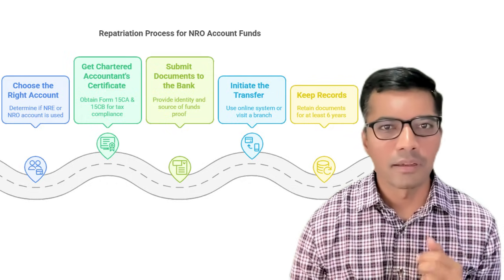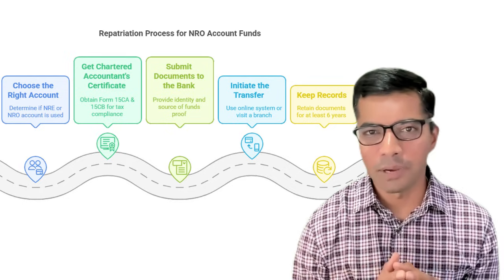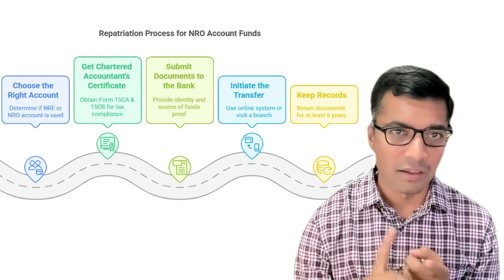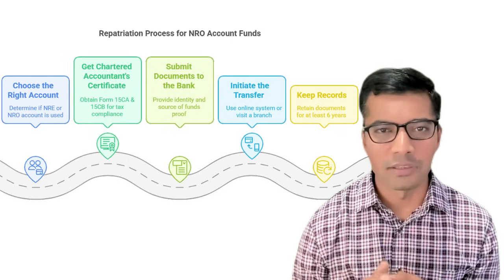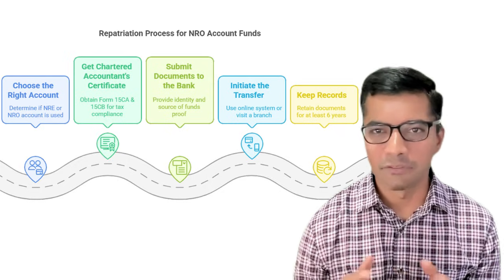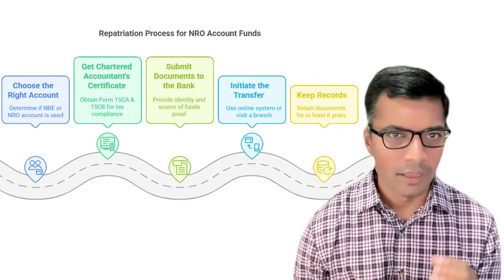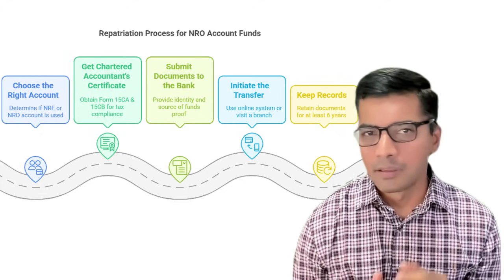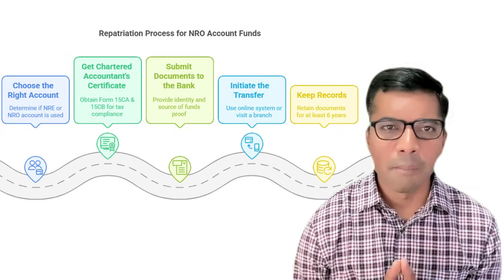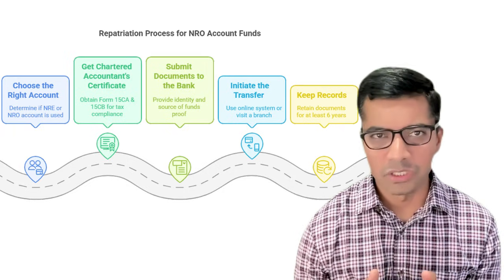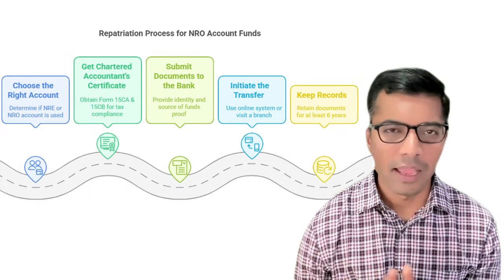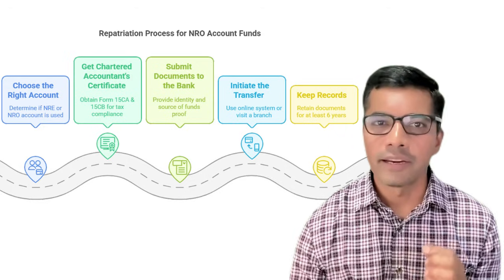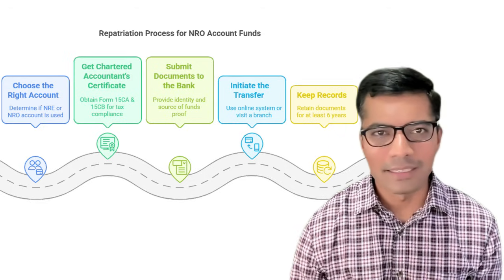Third, submit documents to the bank. The bank requires identity proof, whether it's your visa, passport, or PAN card, and the proof for the source of funds: a sale deed, rental agreement, investment papers, etc. This is crucial. Next, initiate the transfer. Use the bank's online system or visit the branch. Most of the banks have a streamlined online process for repatriation. And finally, keep the records. Retain all the records for at least 6 years in case of any tax audits.